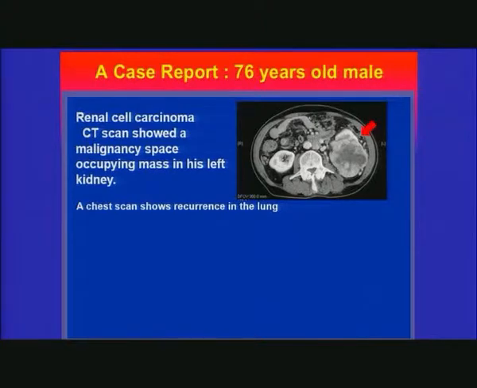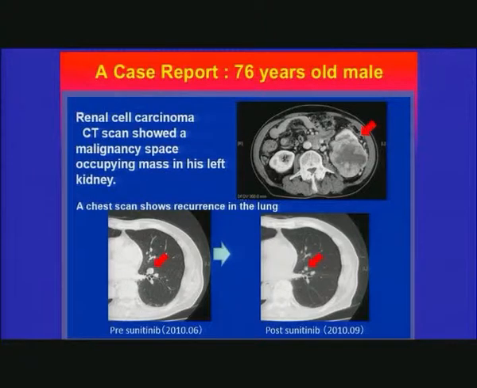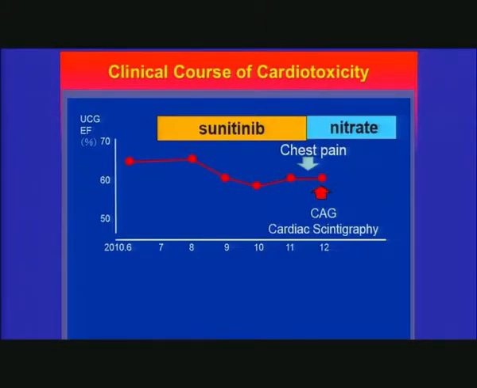This slide shows the CT scan with a malignant space-occupying mass in his left kidney. Two years later, the chest scan showed recurrence in the lung. The patient was treated with Sutent, and 3 months later the tumor was markedly reduced. However, 2 months later, this patient complained of chest pain.